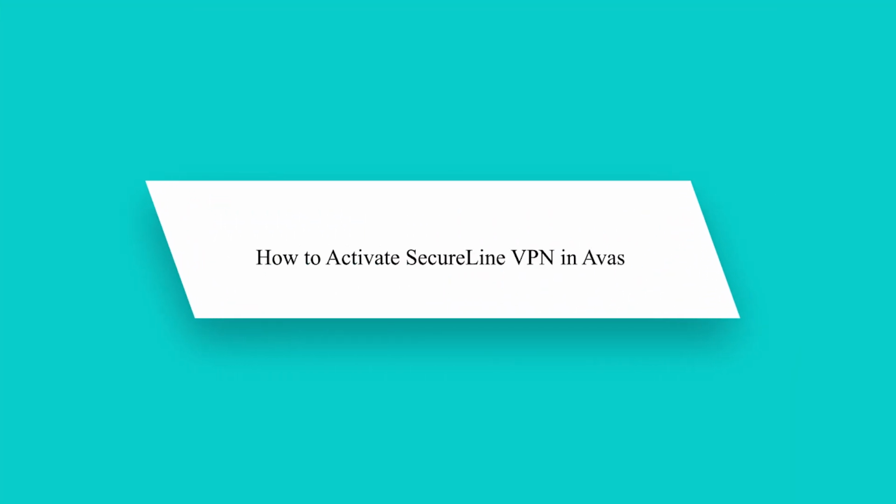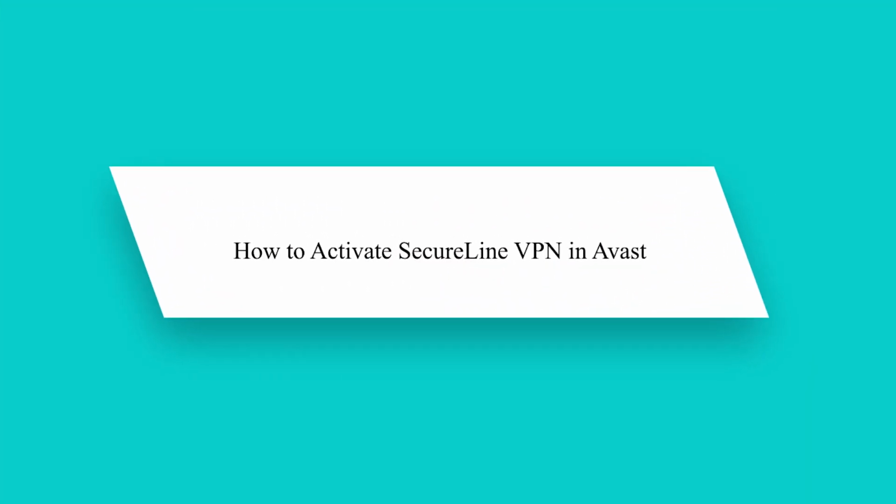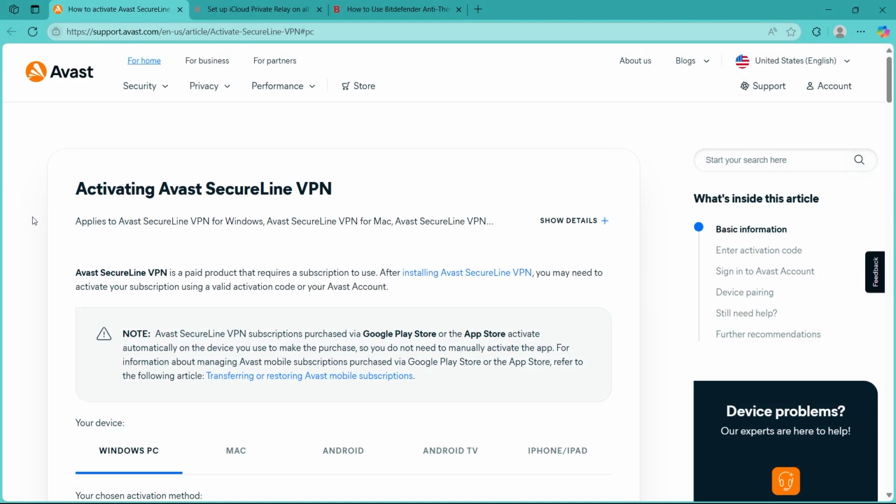Hello guys, Avast SecureLine VPN is an easy-to-use VPN service that integrates with Avast security products. Activating it ensures your browsing stays private and encrypted. Here's how you can do this.